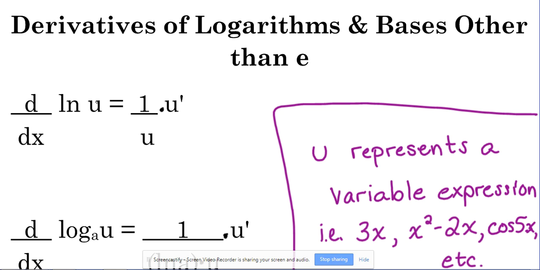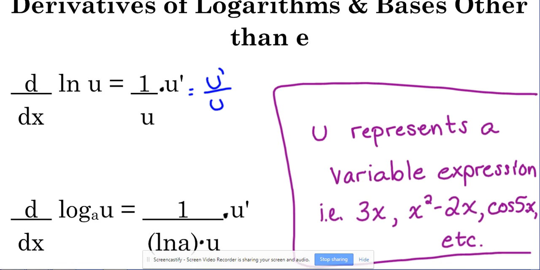So here's the rule for the derivative of the natural log. It's 1 over what's inside the natural log times the derivative of what's inside the natural log. Or you may see this as just u prime over u. The derivative of what's inside the natural log divided by what's inside the natural log. So a lot of times these are going to simplify a lot.